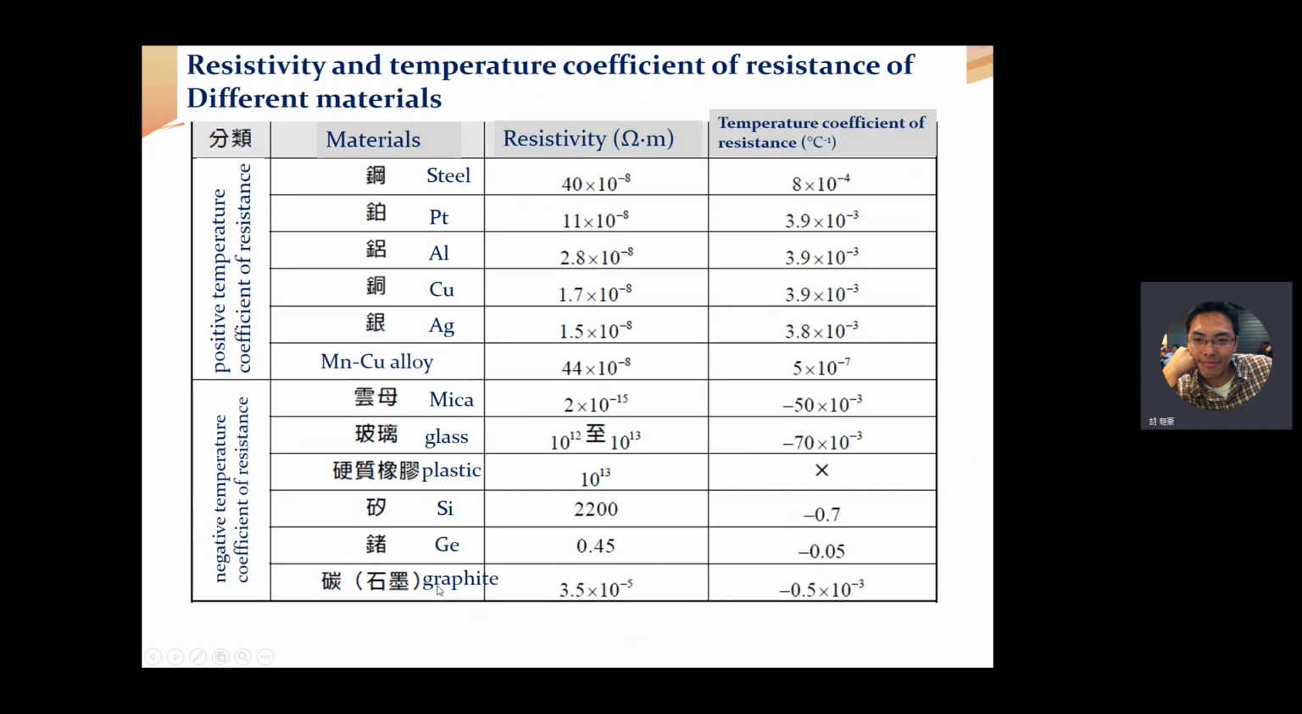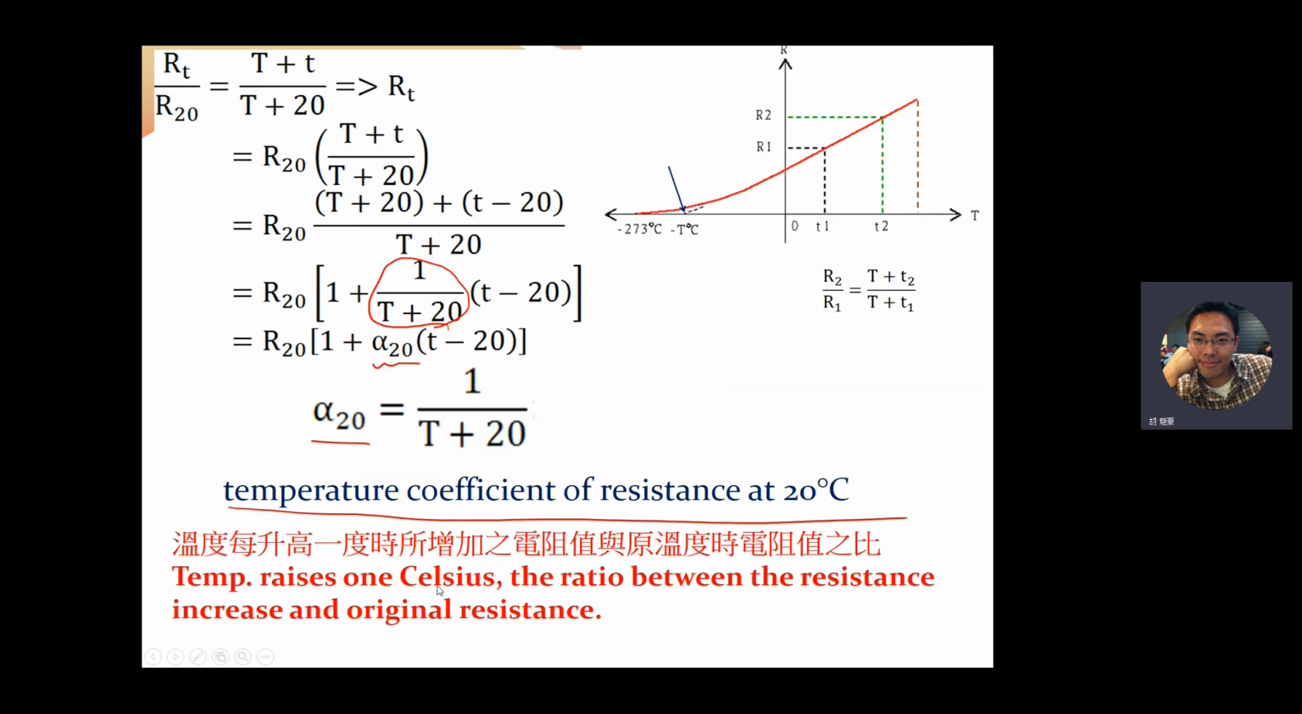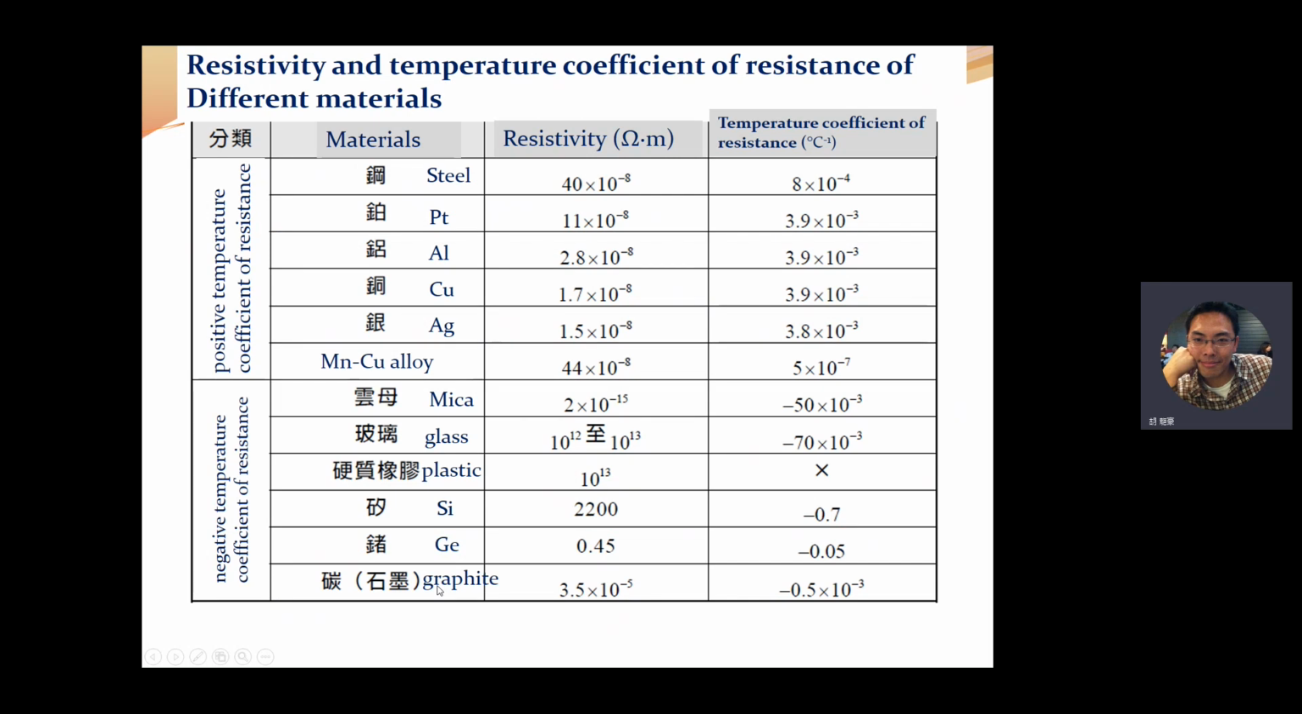So we can compare the resistivity and the temperature coefficient of resistance. We already figured out the temperature coefficient of resistance, and we just have a comparison between different types of materials. Metals always have a positive temperature coefficient of resistance. They are all positive. And most of the semiconductors and the ceramics have temperature coefficients of resistance that are mostly negative.